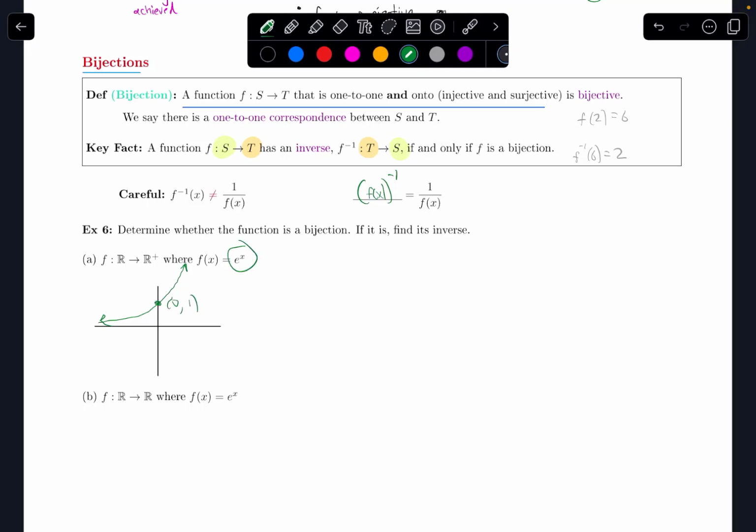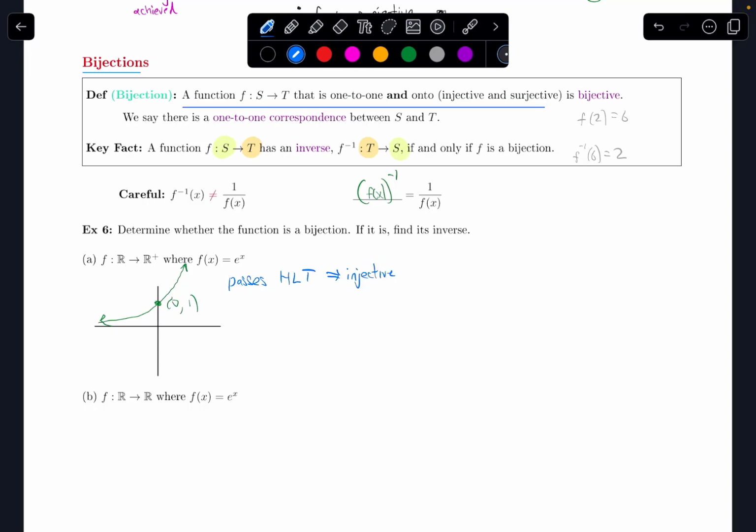If I plug 0 in for x, the y value is 1, because e to the 0 is 1. Is this injective? Does it pass the horizontal line test? Yes, if I draw any horizontal line, it's not going to cross the graph more than once. So this passes the horizontal line test, which implies it is injective.